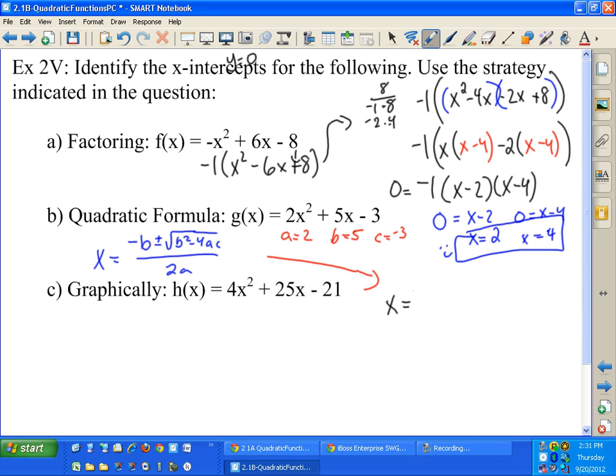Now I'm going to put 5 and square it automatically and just put 25 just to speed us along here. 4 times a, which is 2, and then it's negative 3 for c, all over 2 times a, which is 2 times 2. So continuing on here, we have negative 5, and now it's just a matter of simplifying this.